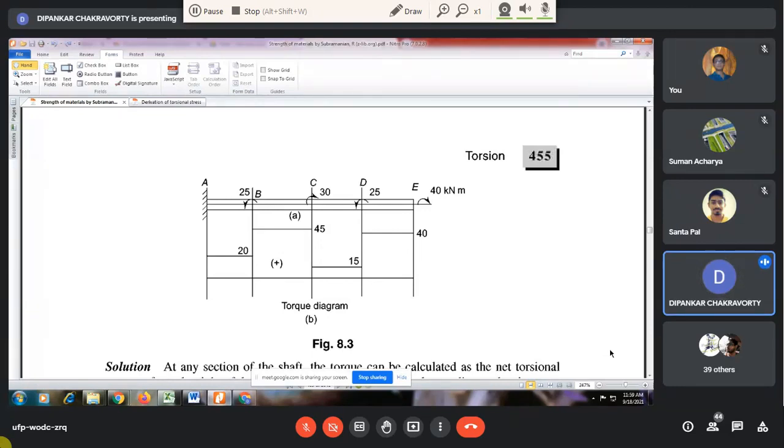Then you start walking from E to go to D. And at D, you meet a torsion vector which is 25 kilonewton meter acting towards the right. So just when you cross point D, what will be the torsion moment vector value? You tell me. 25 is plus or minus? So minus. You are correct. So the torsion value drops down to 40 minus 25, that is 15. Okay.